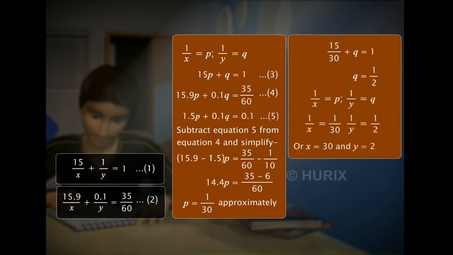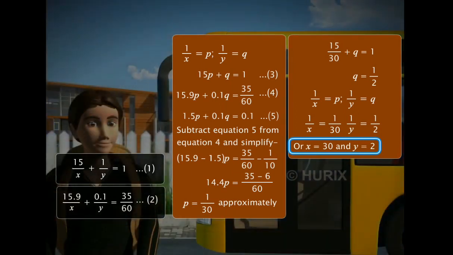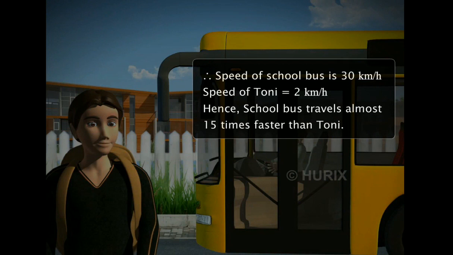Now the value of p is 1 upon x and that of q is 1 upon y. So x equals 30 km per hour and y equals 2 km per hour. So Tony travels at the speed of 2 km per hour and his school bus travels at the speed of nearly 30 km per hour. So now Tony knows his school bus travels almost 15 times faster than him.